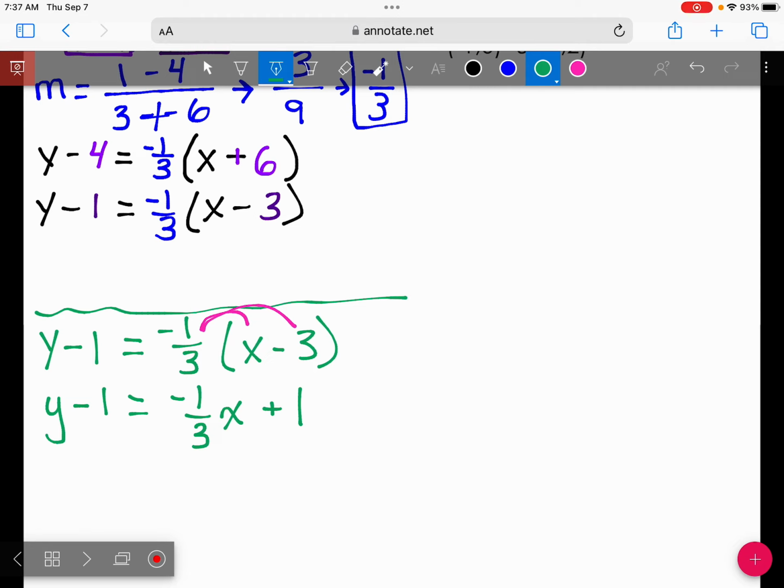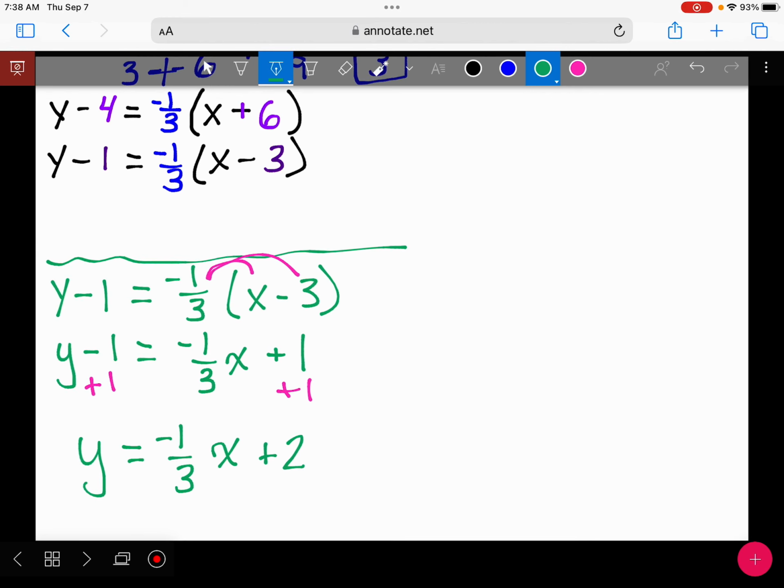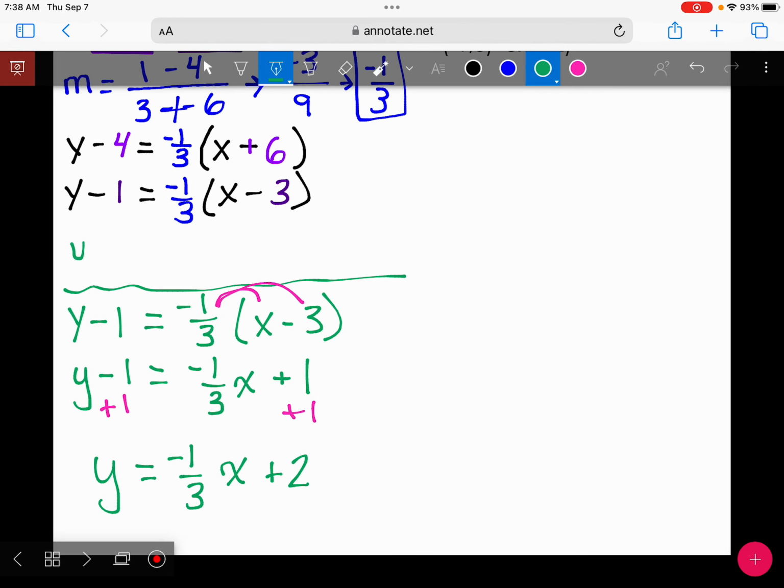Now I have to get my y by himself. And what are we going to do to get y by himself? Add 1. Add 1. So we're going to have y equals negative 1/3 x plus 2. So that is our slope-intercept form. Negative 1/3 x plus 2.